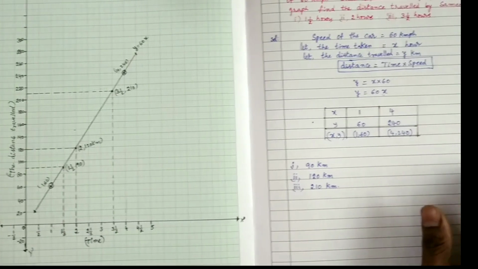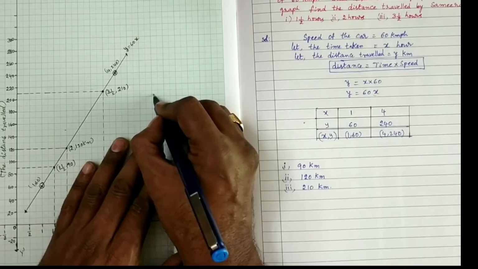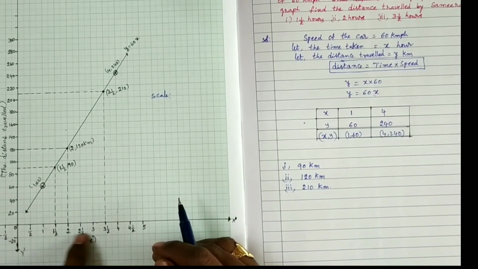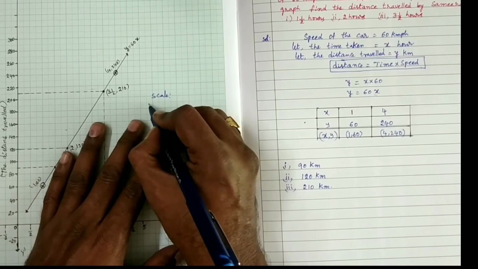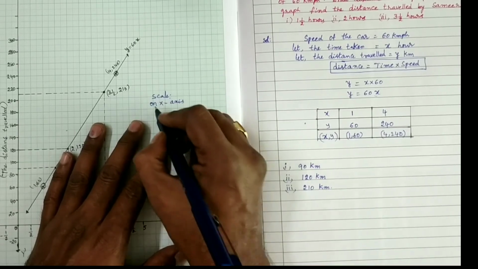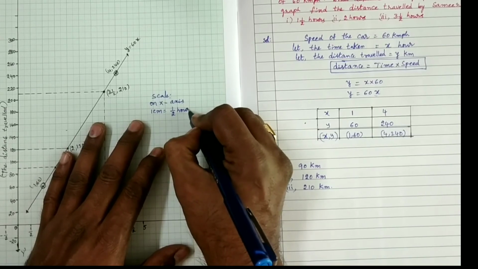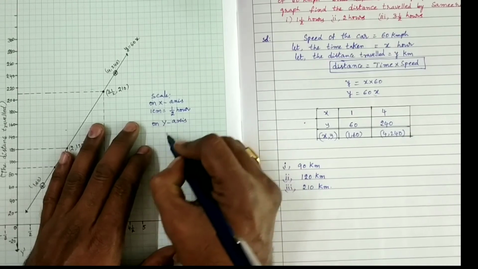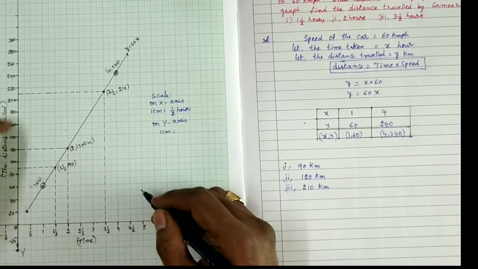So this is the required graph and the solution for the given questions. Scale: on the x-axis, every centimeter is half an hour. One centimeter equals half an hour. On the y-axis, every centimeter represents 20 kilometers.